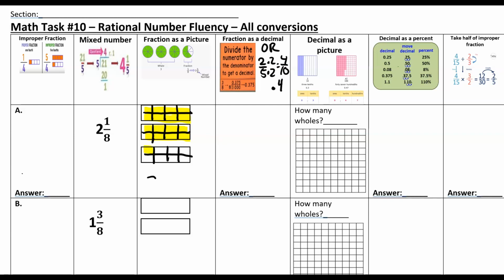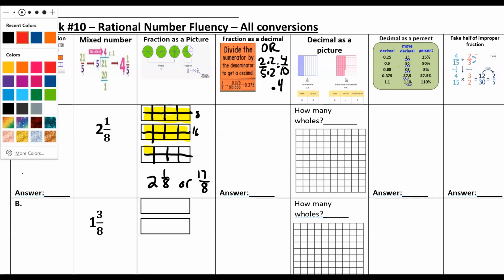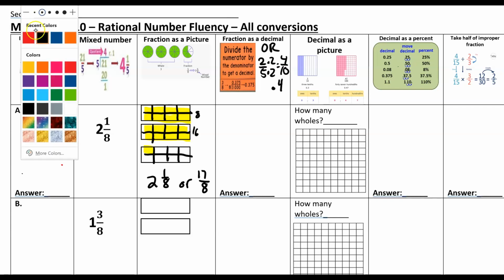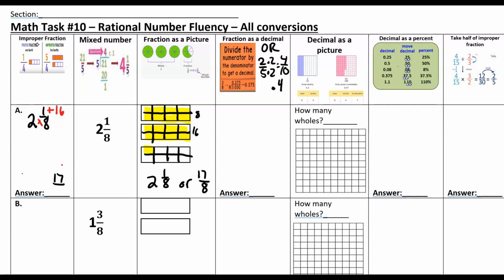So that is 2 1/8, or I can count up the squares individually and see I have 8 here, I have 16 here, and I have 1 there, so that's 17 over 8. Right? Now to do that mathematically, 2 1/8, I just take my whole number, which is 2, and I multiply that by my denominator, which is 8, so 2 times 8 is 16, I add it to my numerator, and I still get my same 17 over 8. Always keep that denominator, right?